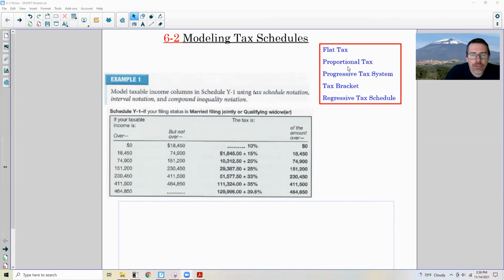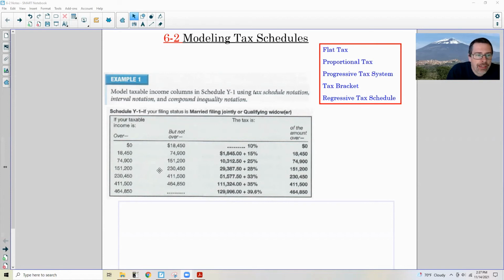A proportional tax is also a tax that does not change. So proportional tax or flat tax are basically the same thing. But then we get to progressive tax system. And we use a progressive tax system in the United States for our income tax. Federal income taxes are progressive. The more money you make, the higher your taxes become because of the tax brackets. So in example 1, if you look down here, you'll see a schedule Y-1, and as your pay increases, your taxable rate goes from 10 all the way up to 39.6%, depending on how much you make. That is a progressive tax system.